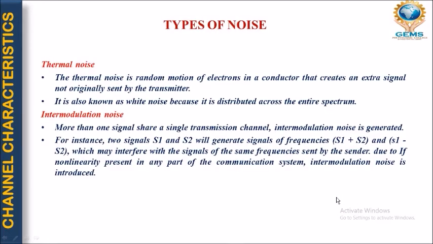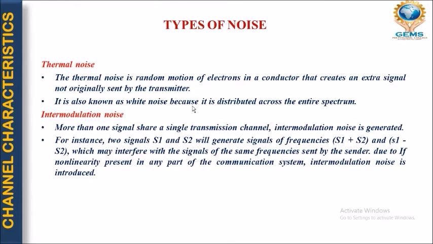So what are the types of noise? First is your thermal noise. What is thermal noise? This is due to the random motion of electrons in a conductor which creates extra signals, right? Okay, fine. Due to the random motion of electrons, generally it creates the extra signal. This is also known as your white noise.